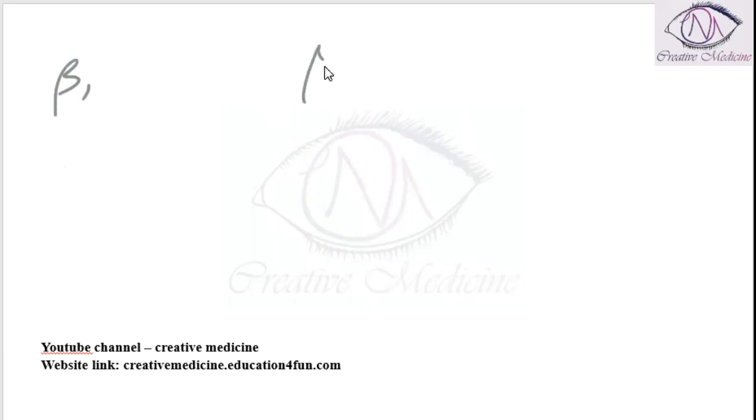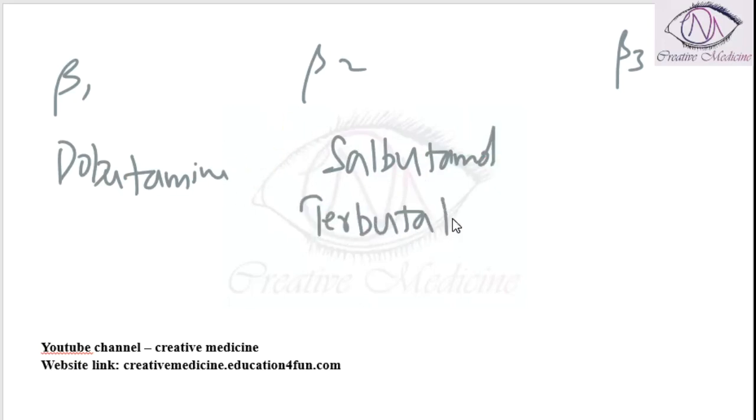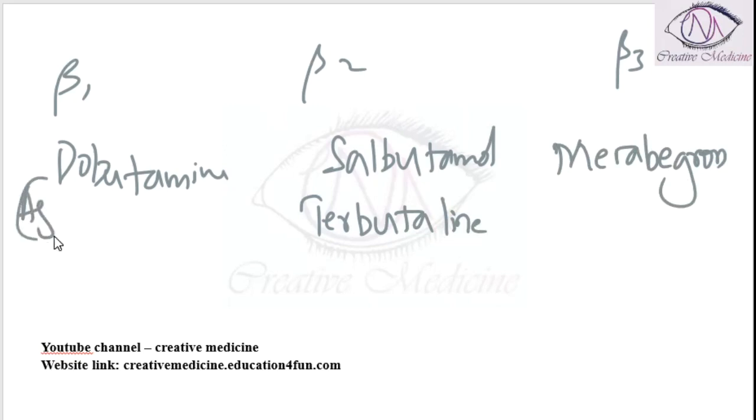Then the agonist of the beta 1 receptor is dobutamine, and the agonists of the beta 2 receptor are salbutamol and terbutaline. The agonist of the beta 3 receptor is mirabegron. Then this is agonist. Then we have antagonist.